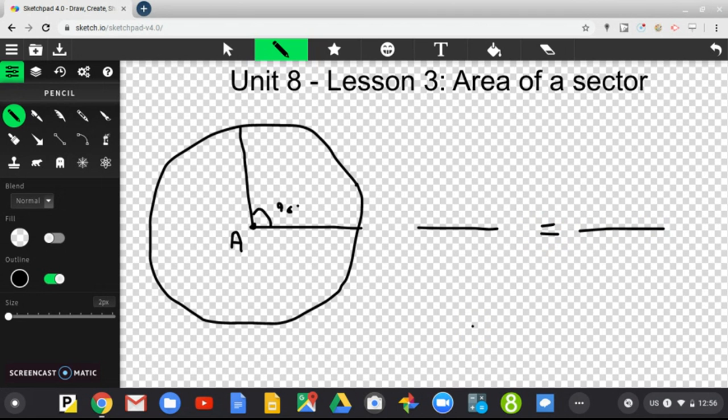So, let's see. First, on the top is going to be the area of the sector. We don't know that yet. Let's just label that with C. So C is this area, this whole area right here. Below that is the area of a circle. Well, I didn't give that yet. So let's say that the radius is 3.